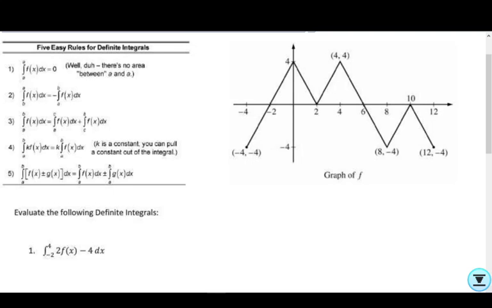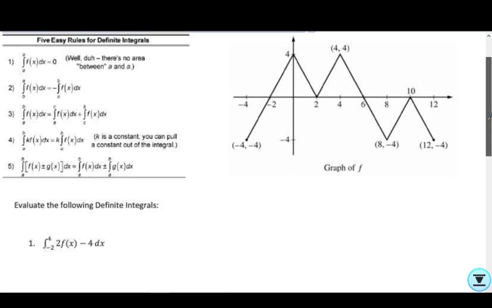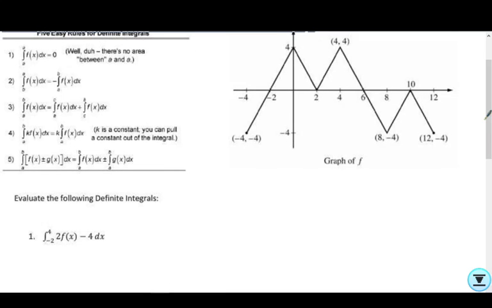Okay, so these are the practice problems for day 2 on the definite integral as area. So we're using these rules, okay? So let's look at number 1.